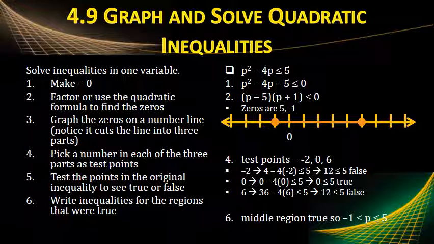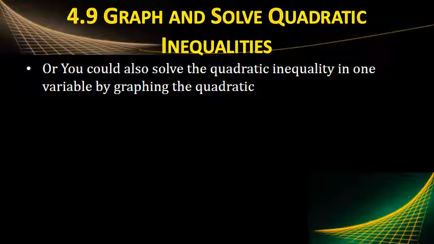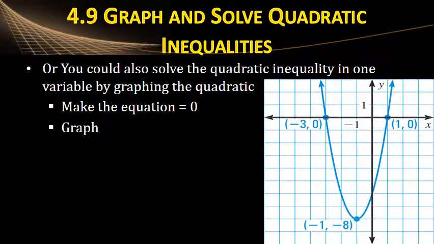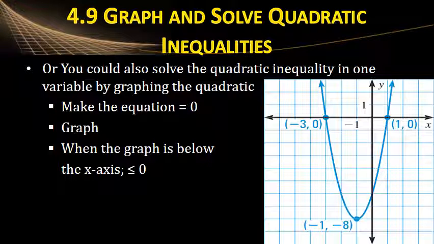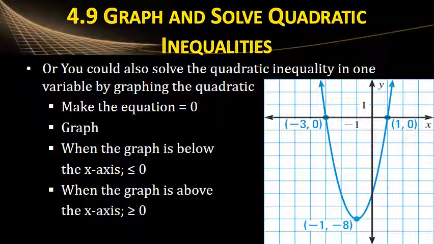If we wanted the outside part, if we wanted this area and this area, we'd have x is less than or equal to -1, and then x is greater than or equal to 5. Or you could solve the inequality in one variable by graphing the quadratic. Make your equation equal 0 and graph it. Let's say it looks like that. When the graph is below the x-axis, that's when it's less than or equal to 0. When the graph is above the x-axis, that's when it's greater than or equal to 0.